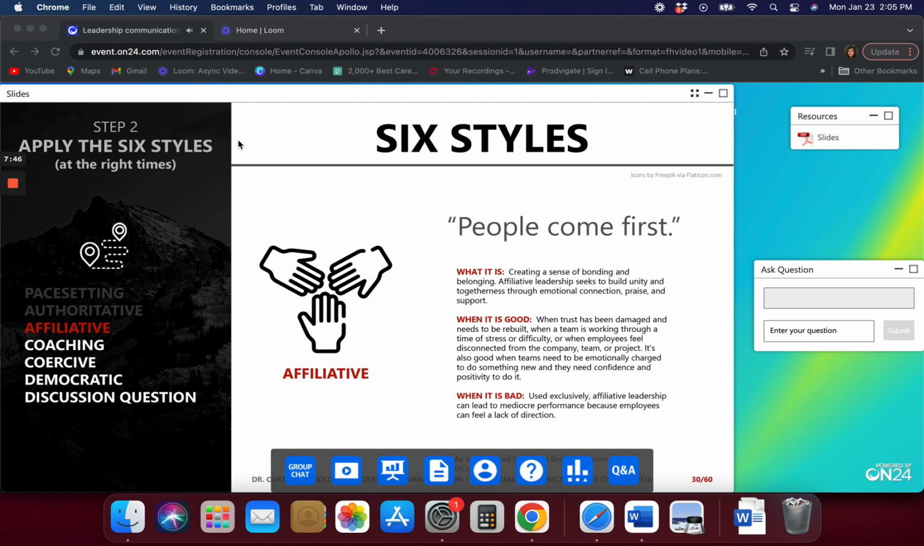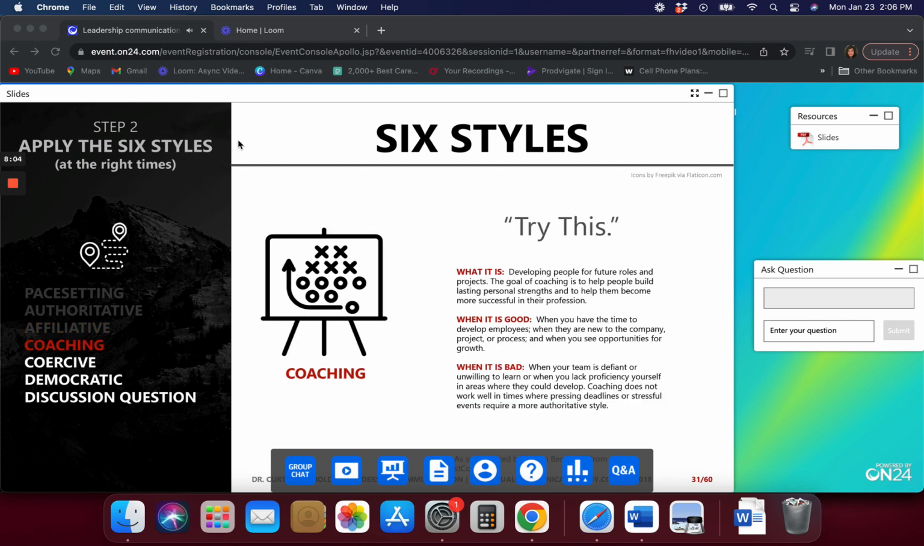Again, be thinking about the type of leader that you tend to gravitate towards the most. Are you pace-setting, authoritative, affiliative? It's okay to gravitate towards one. You just want to make sure that you're not doing only one all the time, but that you are moving between all six of these or more than those. You want to be adjusting.